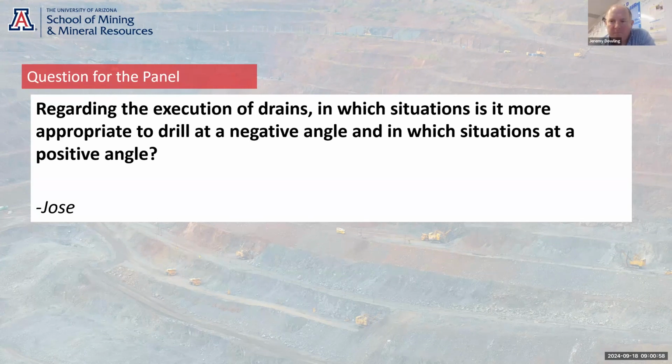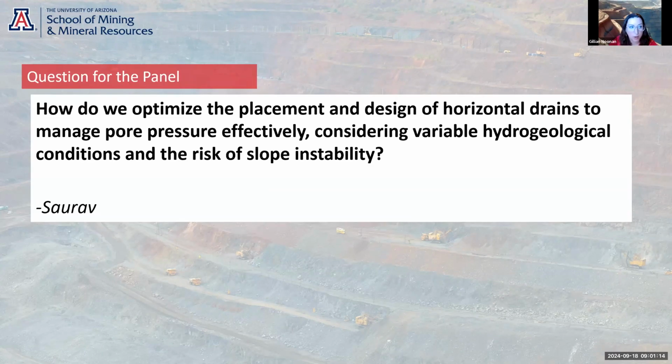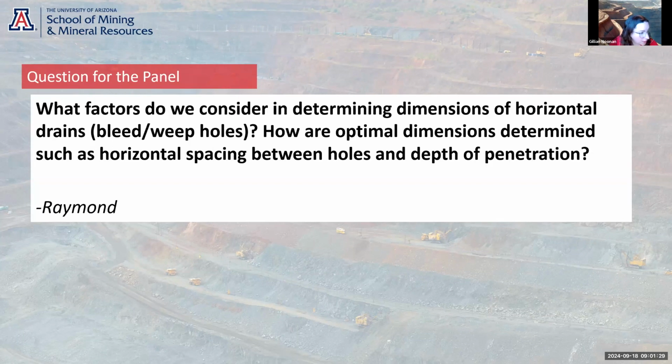Yep. We have a couple of related questions I'm just going to bring up related to horizontal drains and the design of implementing drains. So first, we have one that came in from Saurav. I'm sorry if I'm saying people's names wrong. I'm terrible at that. So how do we optimize the placement and design of horizontal drains to manage pore pressure effectively, considering variable hydrogeological conditions and the risk of slope instability? And then another question: what factors do we consider in determining dimensions of horizontal drains? How are optimal dimensions determined, such as horizontal spacing between holes and depth of penetration? So Jeff, you just mentioned a bit about depth of penetration, but if we could add in some information to cover these two questions on dimensions, spacing, and optimization for variable hydrogeology.